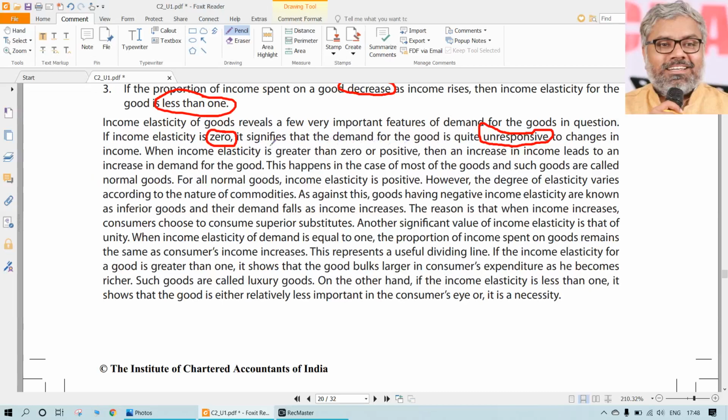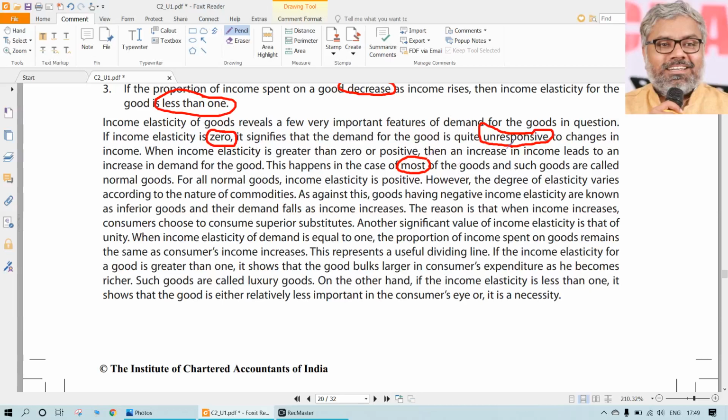If it is 0, it means there is no relationship between income and demand at all. That type of product will also be there. But in general, many products will have a direct relationship between income and demand. So if income increases, demand also increases. If income decreases, demand also decreases. Most of the goods will have the same kind of characteristics.